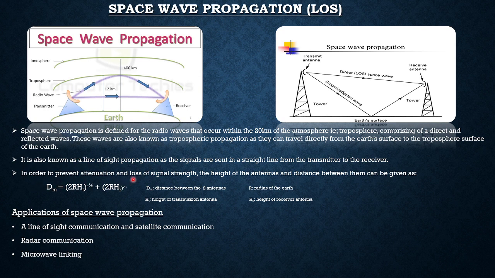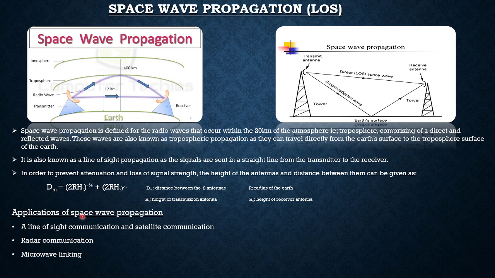In order to prevent attenuation and loss of signal strength, the height of the antenna and the distance between them can be given as 1 upon under root 2r h_t plus 1 upon under root 2r h_r, where h_t and h_r are the heights of the transmission antenna and receiver antenna.